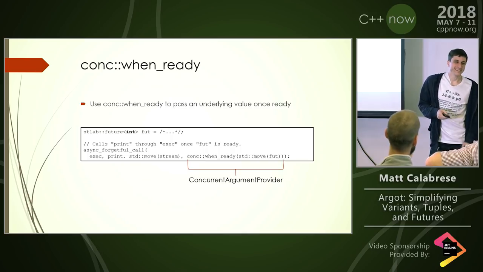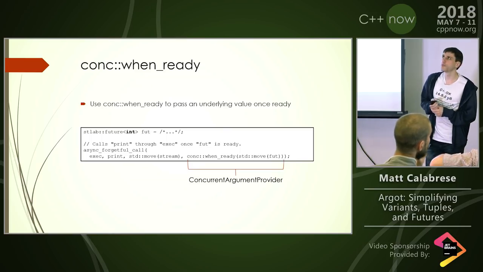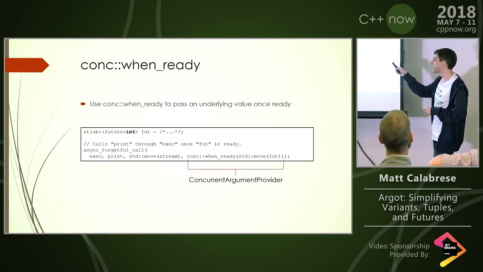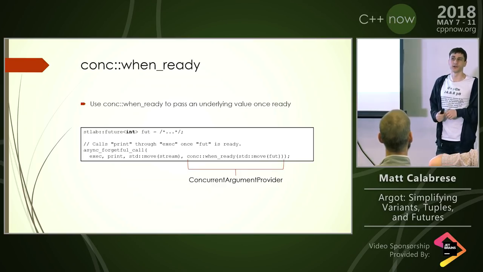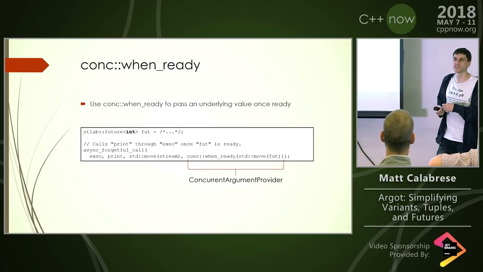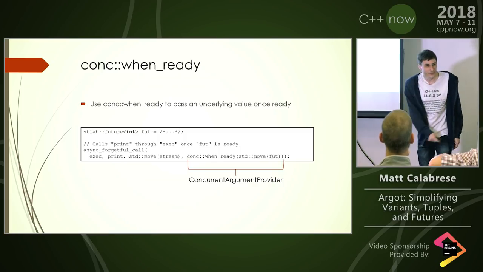I have a somewhat different kind of question. Could you imagine any use case for this async forgetful call in real production code? So the comment was, can I find any use case for async forgetful call in real production code? And the answer is, any place that you're doing concurrent operations and you need to queue up continuations. So it's the same use cases as any other type of thing you'd be doing with futures. If you don't like futures, then you probably would not want to use this facility.